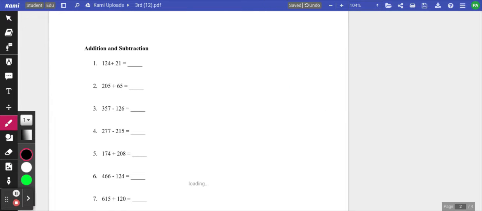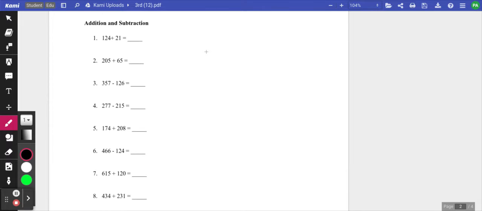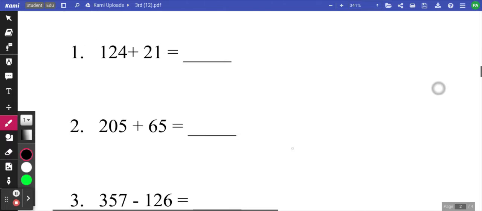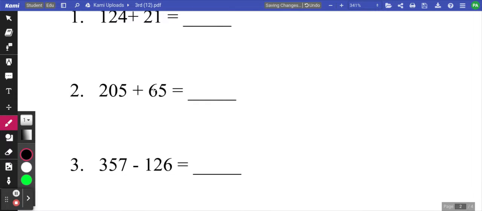Moving on. Addition and subtraction. This is something you have been doing for a while, and it's always good to remember and constantly practice your skills of adding and subtracting big numbers. So let's try one of each. Let's try something like number 2.